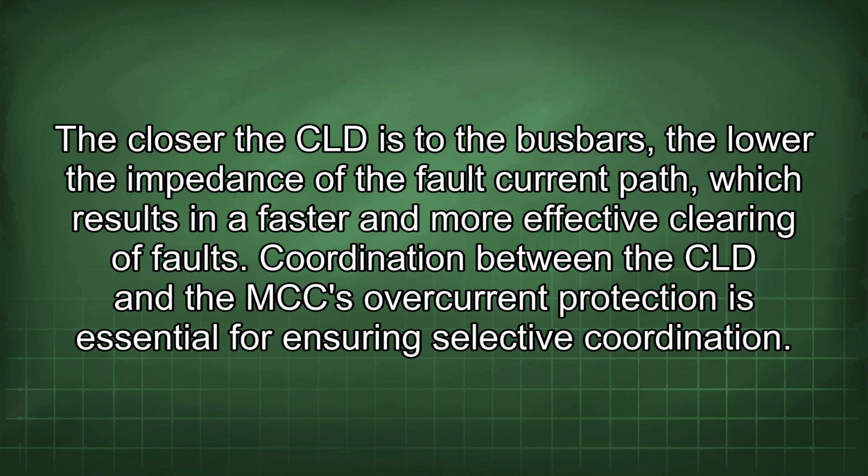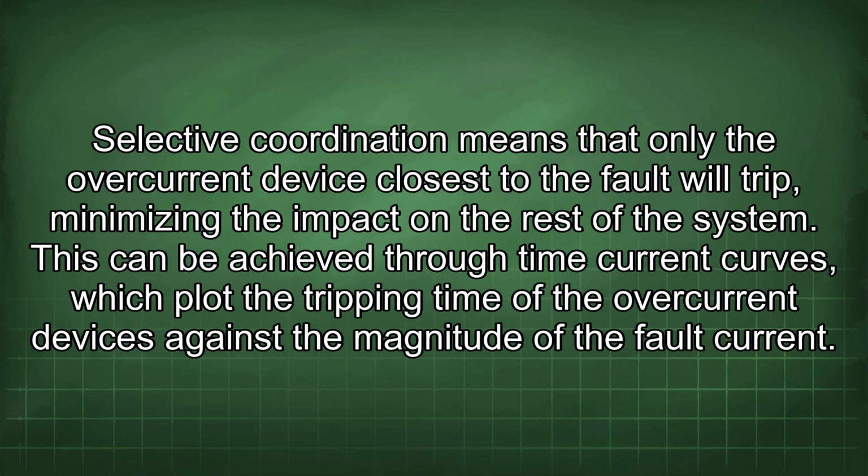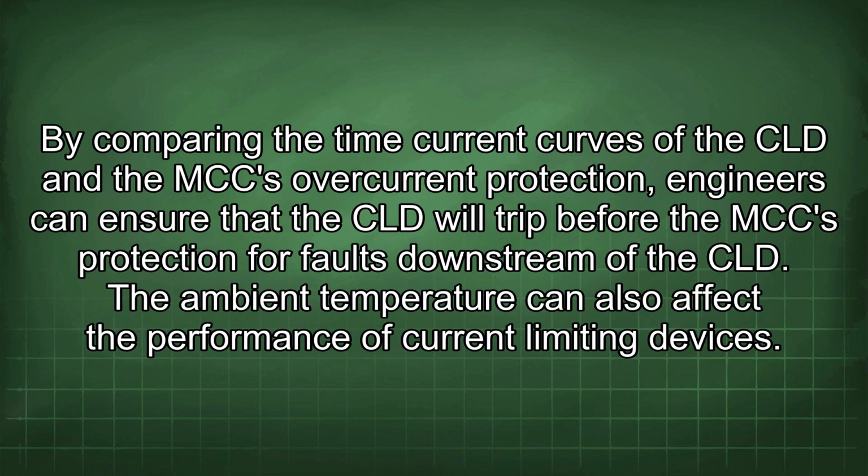Coordination between the CLD and the MCC overcurrent protection is essential for ensuring selective coordination. Selective coordination means that only the overcurrent device closest to the fault will trip, minimizing the impact on the rest of the system. This can be achieved through time current curves, which plot the tripping time of the overcurrent devices against the magnitude of the fault current. By comparing the time current curves of the CLD and the MCC overcurrent protection, engineers can ensure that the CLD will trip before the MCC protection for faults downstream of the CLD.